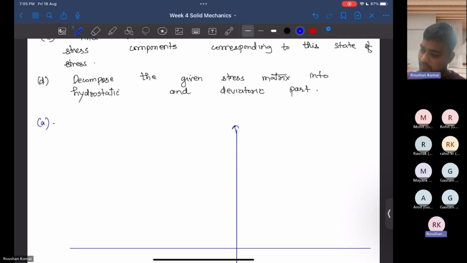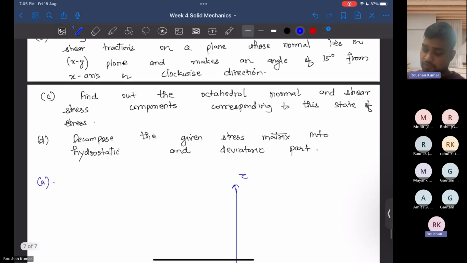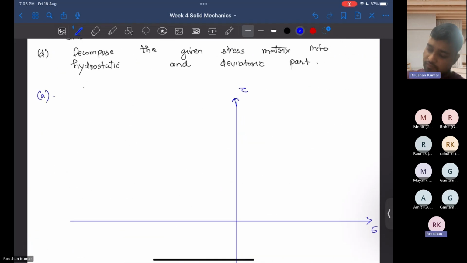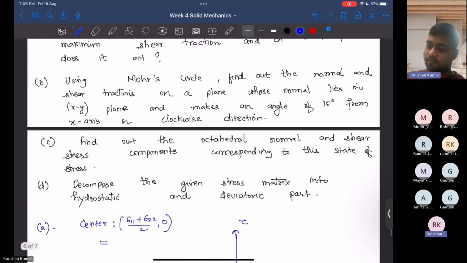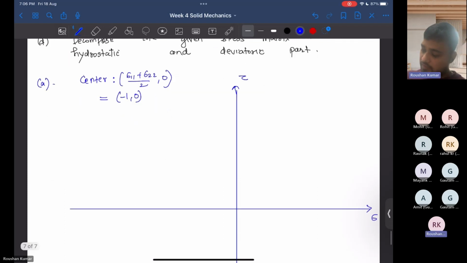So this is the shear stress tau and this is sigma, the normal stress. First, begin with the center of the Mohr circle. The center is given by (sigma 11 plus sigma 22) upon 2, comma 0. Sigma 11 is minus 7 and sigma 22 is 5. So minus 7 plus 5 is minus 2, upon 2, that is minus 1. So the center is minus 1 comma 0. I will draw the center here.